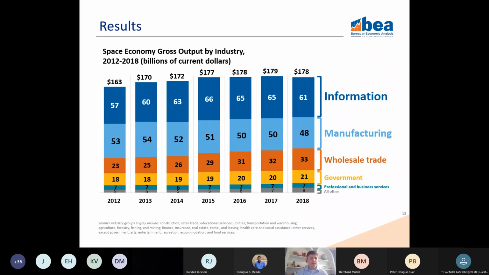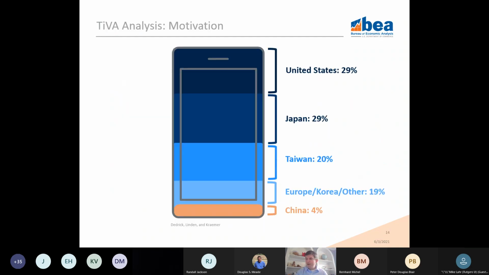I'll shift gears now one final time to talk a bit about BEA's work on the TiVA statistics, trade in value-added statistics. I suppose I don't need to give a lot of background on TiVA, but I'll give just a little bit of motivation for why TiVA is important.